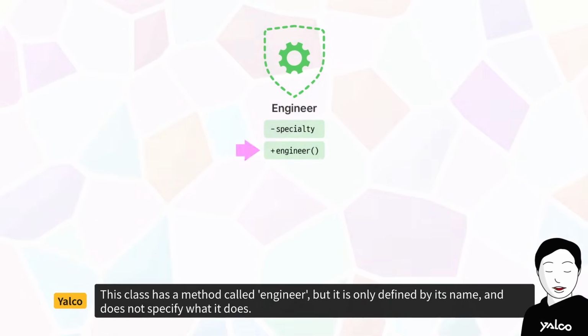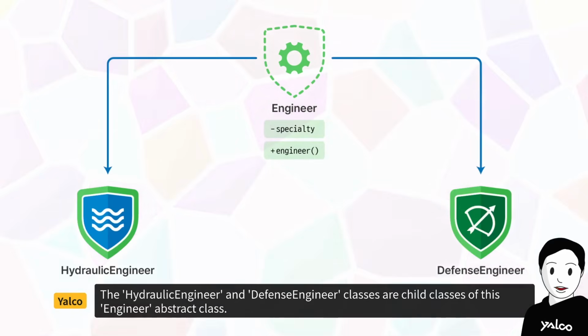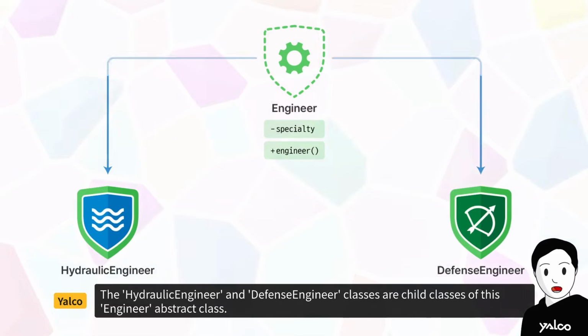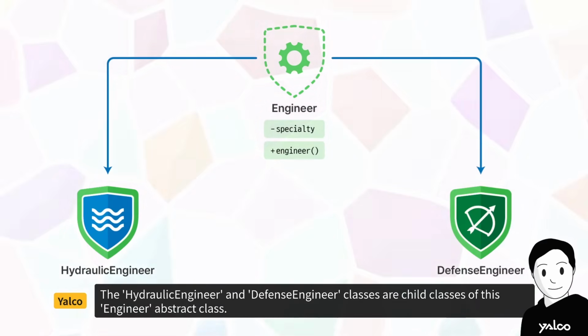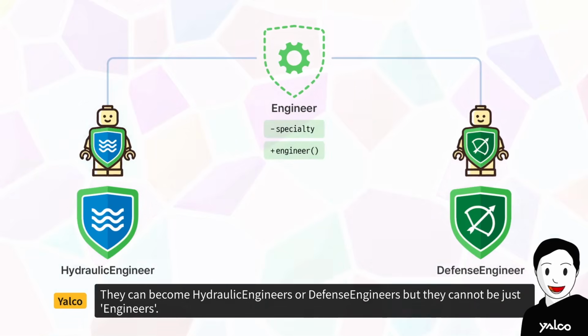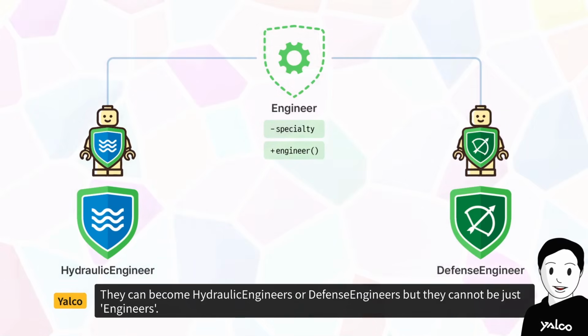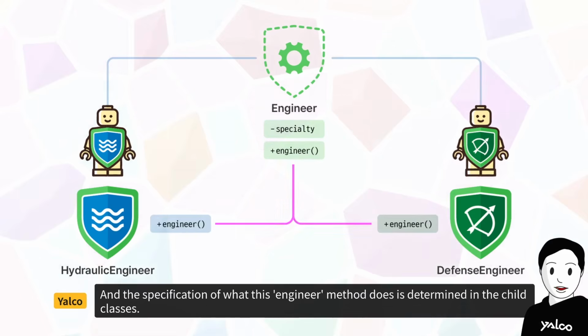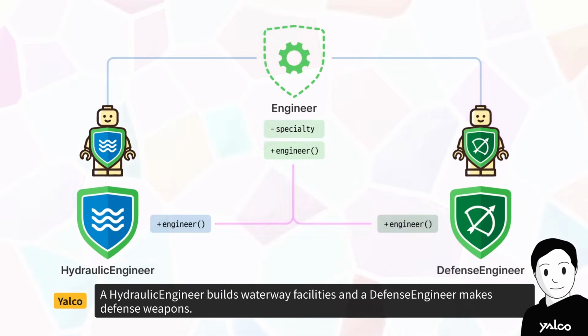This class has a method called engineer, but it is only defined by its name and does not specify what it does. Hydraulic engineer and defense engineer classes are child classes of this engineer abstract class. Workers can be assigned roles as objects of these more specific child classes. They can become hydraulic engineers or defense engineers, but they cannot be just engineers. And the specification of what this engineer method does is determined in the child classes. A hydraulic engineer builds waterway facilities, and a defense engineer makes defense weapons.